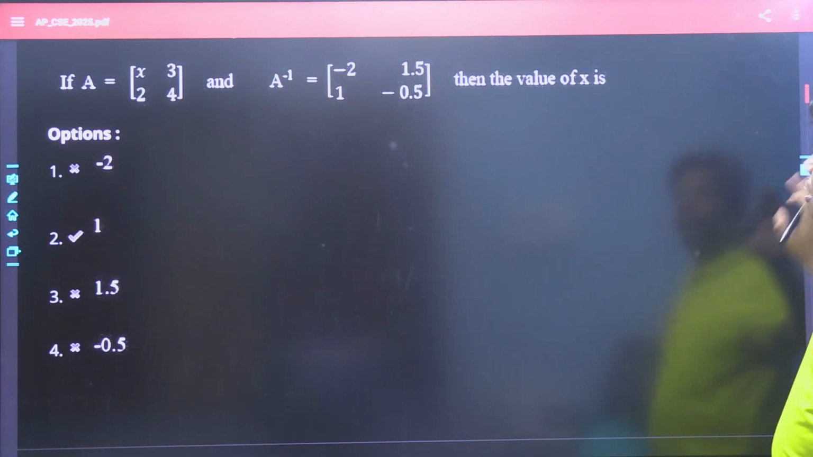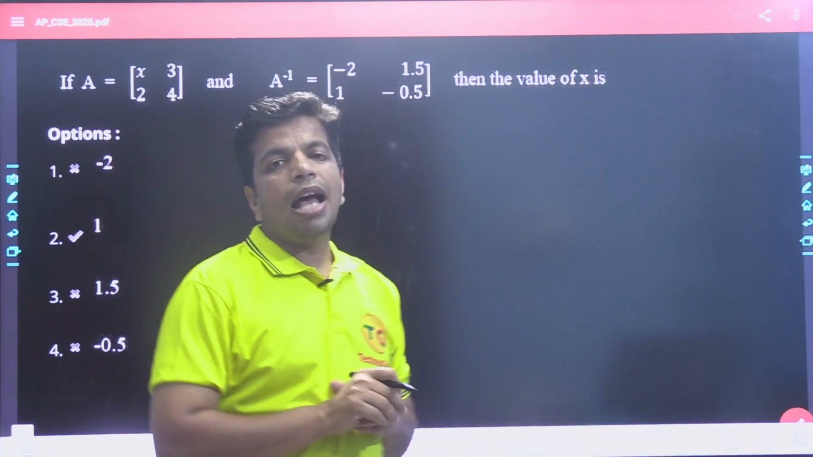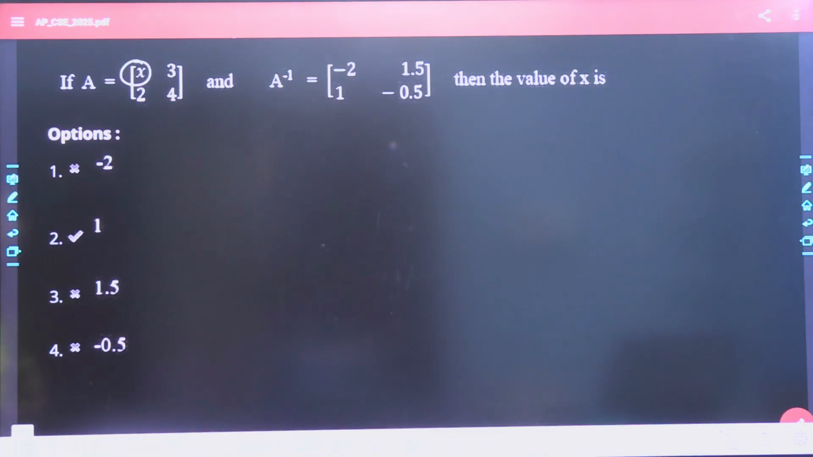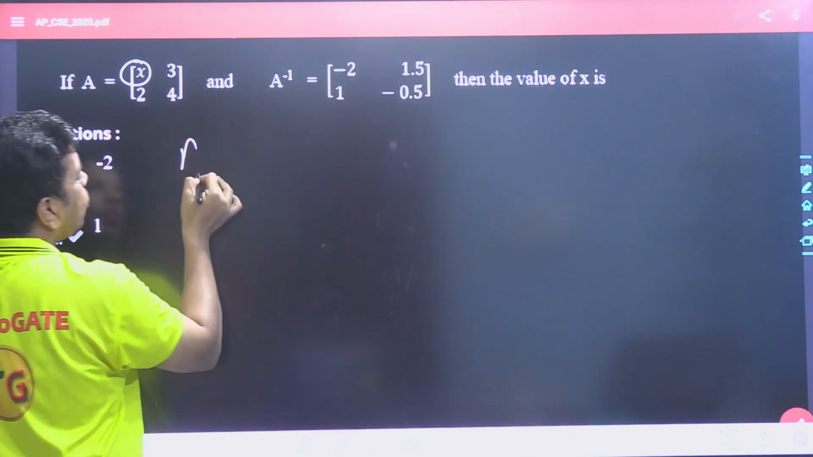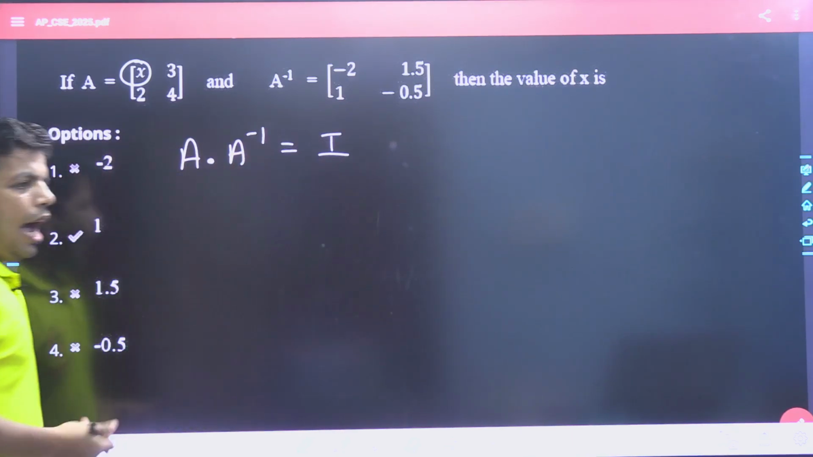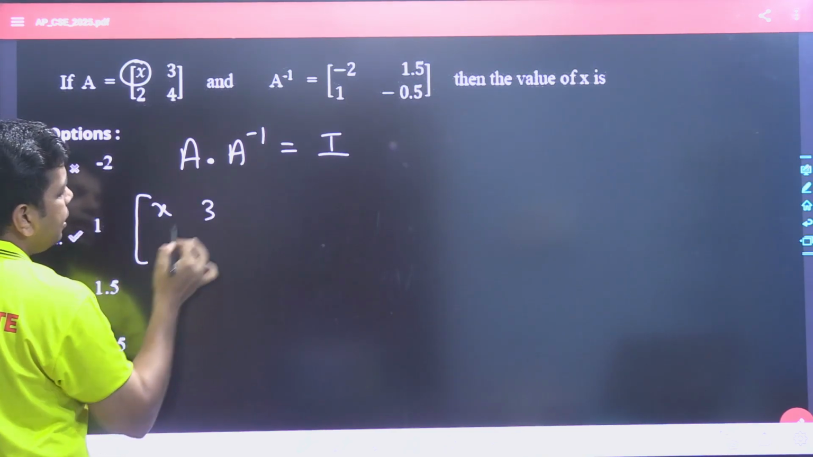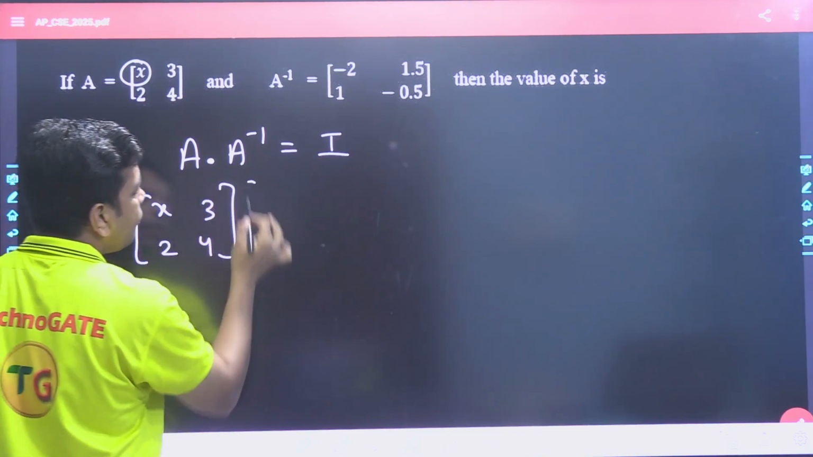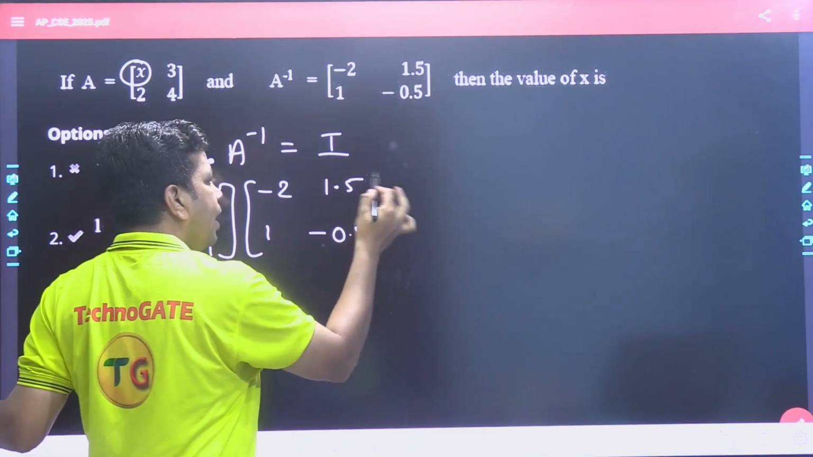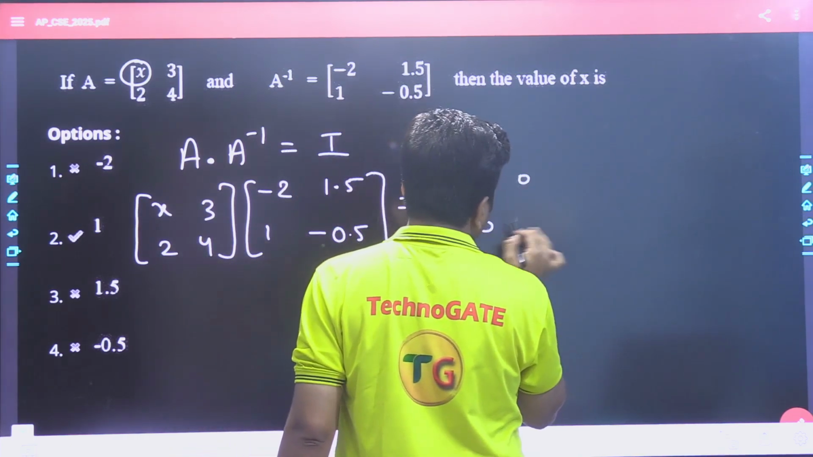Let's see the next question. Here A is a matrix and the inverse of the matrix is also given to us. They are asking what is the value of x. Because we know that whenever we take the dot product of A and A inverse, it always gives us the identity matrix. What is A? A is x3, 2, 4. What is A inverse? Minus 2, 1.5, 1, minus 0. When we take the dot product between them, it gives us the identity matrix 1, 0, 1.